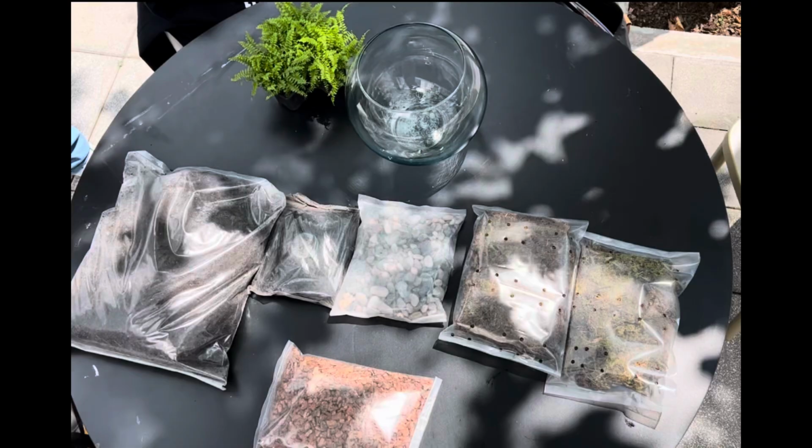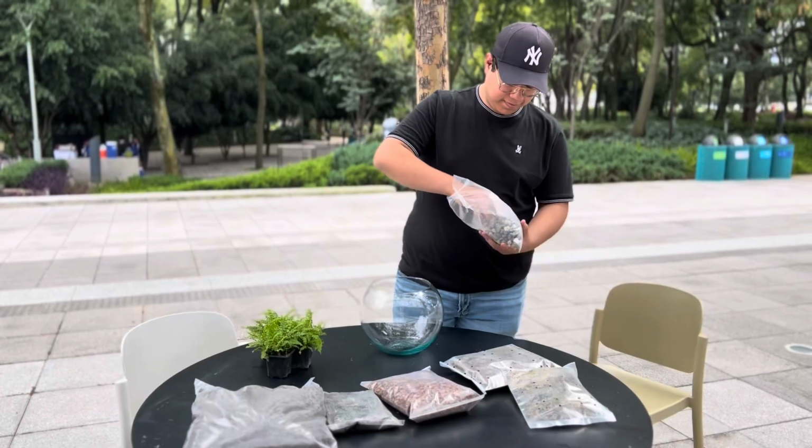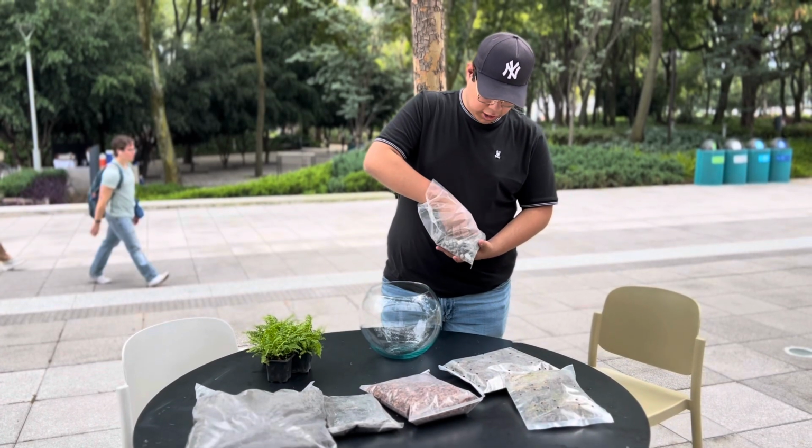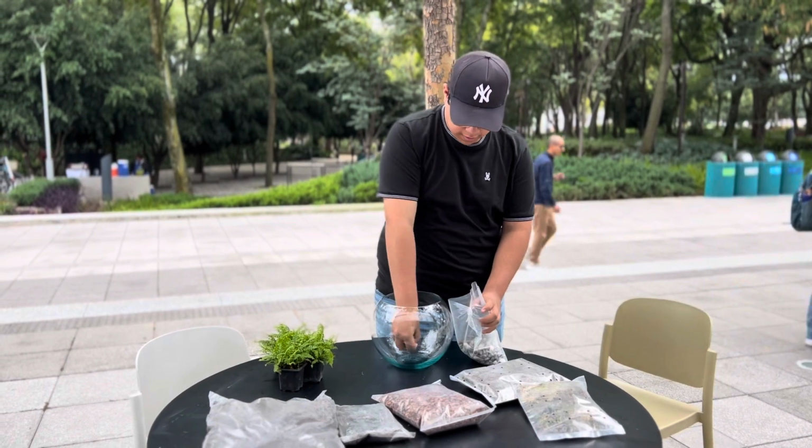Next, we will talk about the procedure. We're going to introduce the materials. Here we have some soil, some charcoal, some tree cortex, some moss, some gravel, and some plants. First, we place the gravel. It is collocated at the bottom of the mesocosm because it is needed to create a drainage layer.